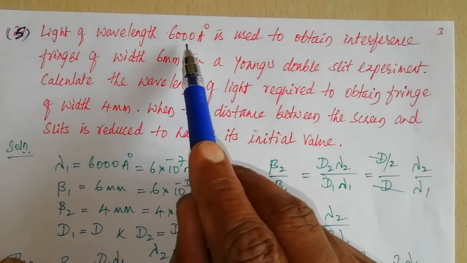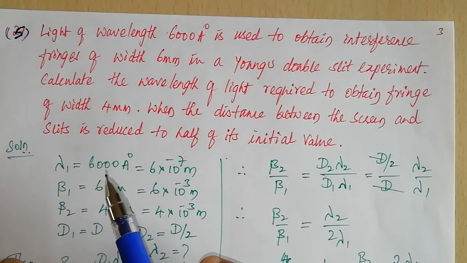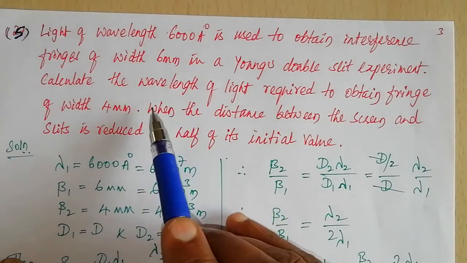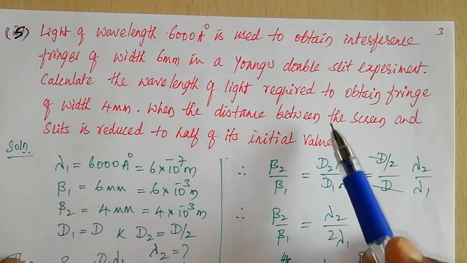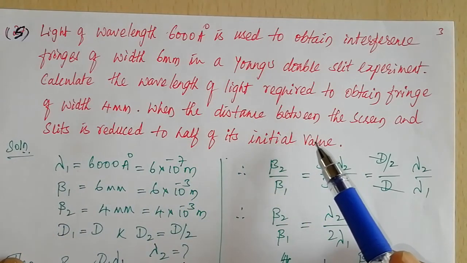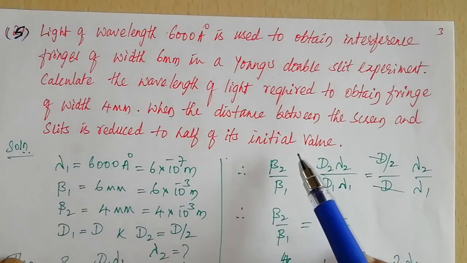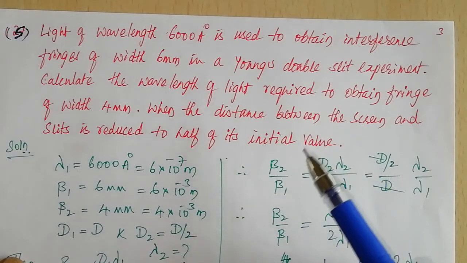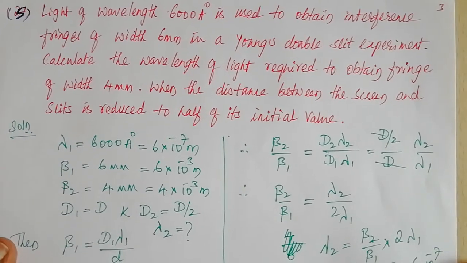With wavelength lambda 1, the fringe width beta 1 is 6 millimeter. For the fringe width to be of the order of 4 millimeter with a screen distance half the earlier case, what should be the wavelength of light used in the Young's double slit experiment? It is the question. So here there are two cases. In both the cases, the wavelengths are different, the screen distances are different, and the distance between the two slits is the same.